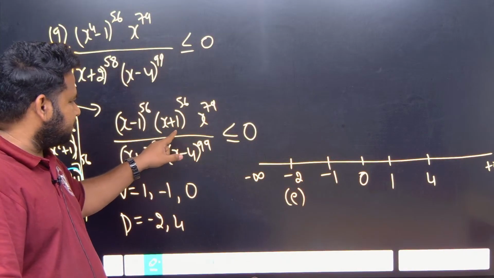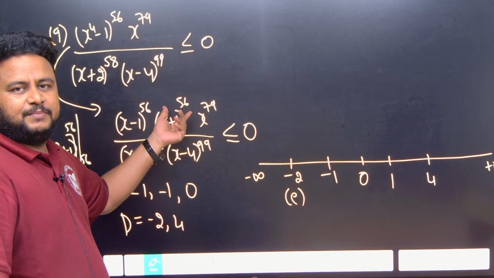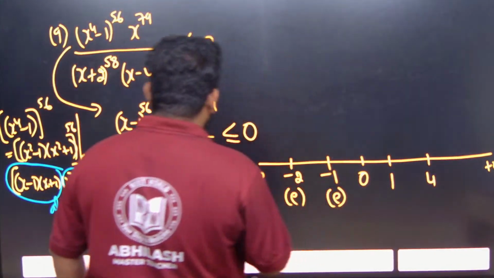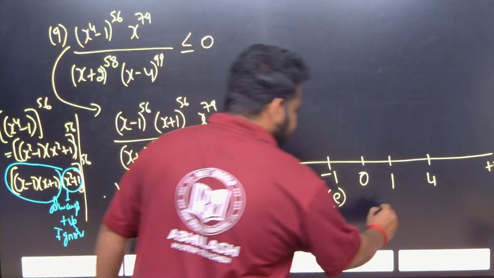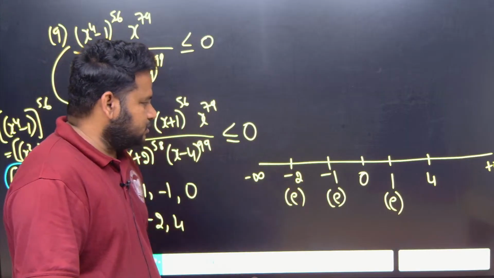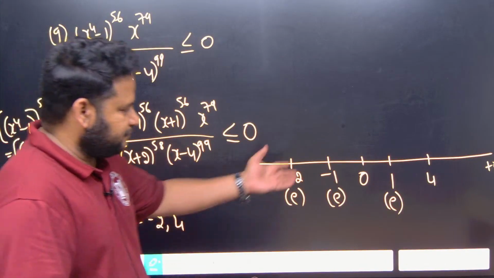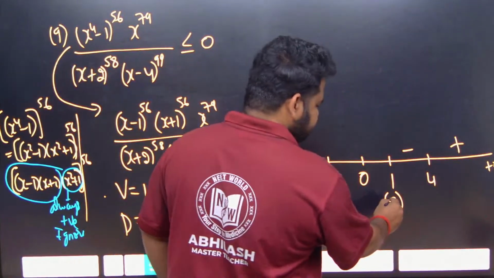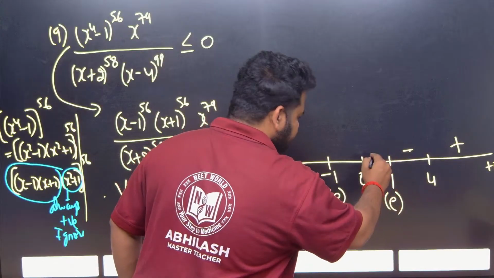For minus 1, because of the even power, I should write even here. What about plus 1? Plus 1 is also to the power of 56, that is also even. What about 0? x to the power of 79 gives 0, so that is odd. Under odd, don't write anything, keep it as it is. We will start as usual from conventional, from plus here. This will be plus and this will be minus. Since under 1 even is there, this minus will not change to plus, minus will become minus only.